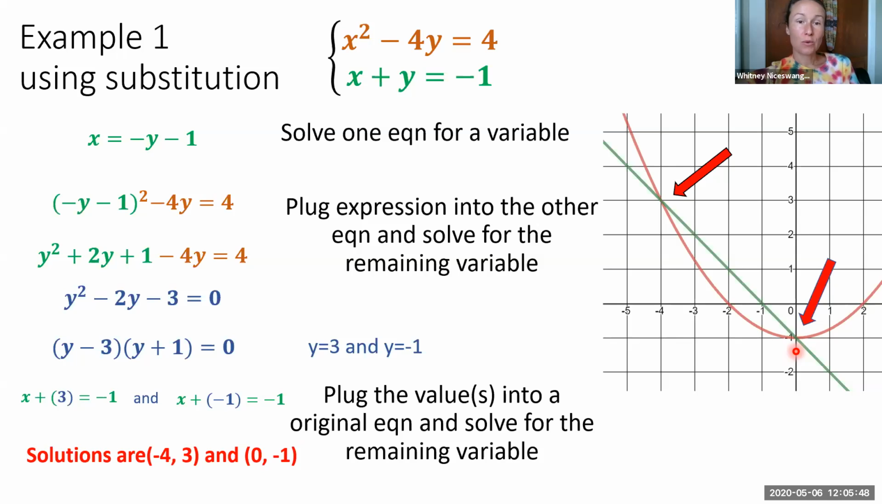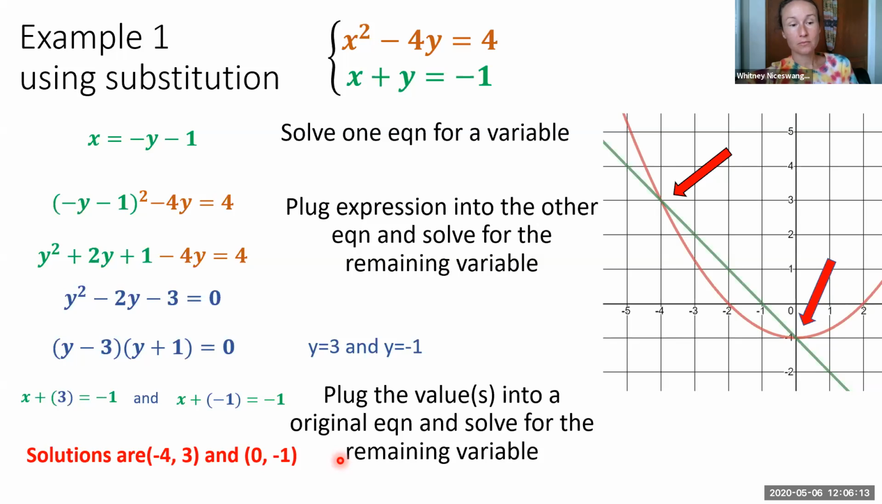I can also take these values, let's do the 0, -1, and plug them up into here. If x is 0 and y is -1, that indeed does equal -1. If x is 0 and y is -1, that indeed does equal 4. Okay, so these are both solutions to both these equations. And so this set of ordered pairs is the solution to this system of equations.